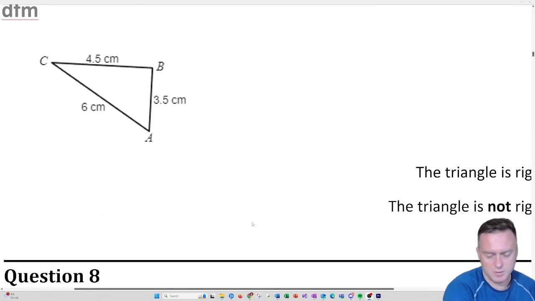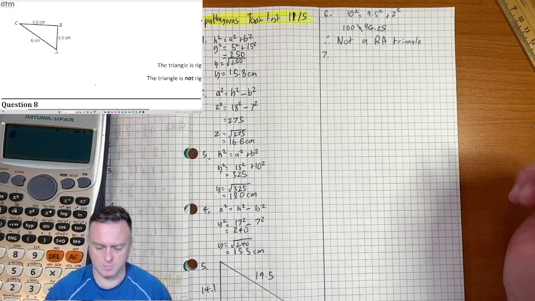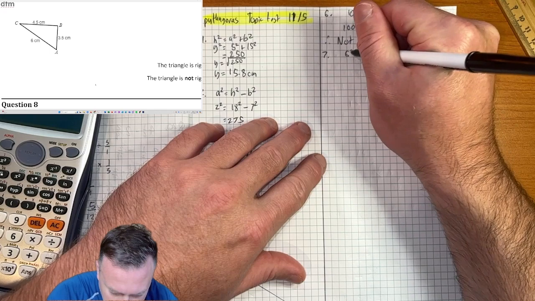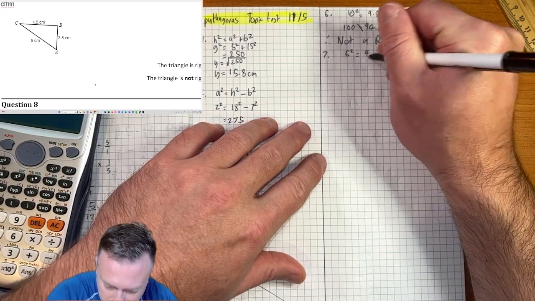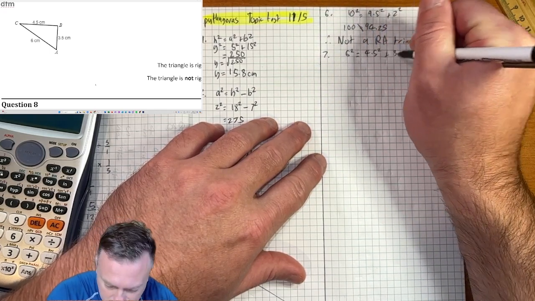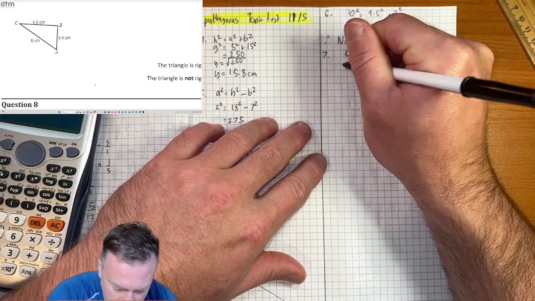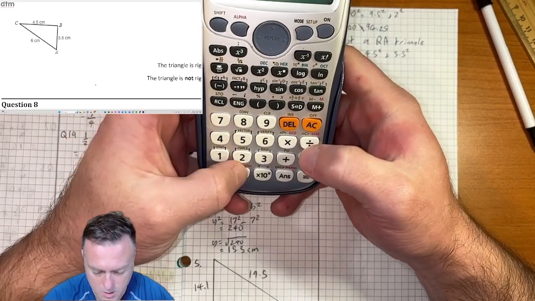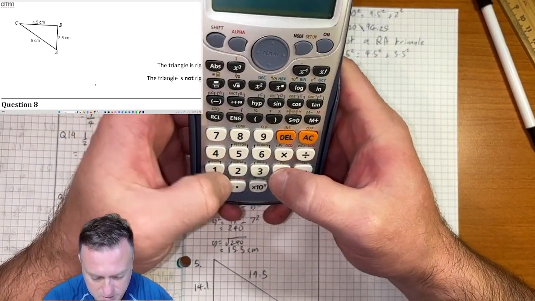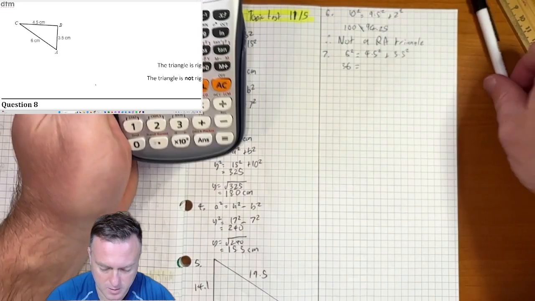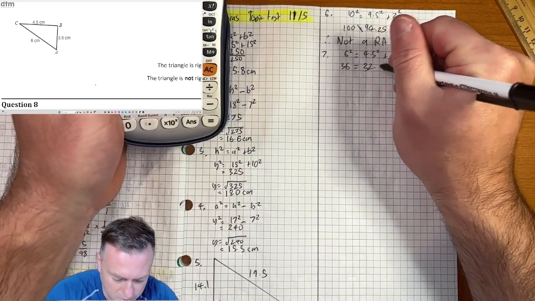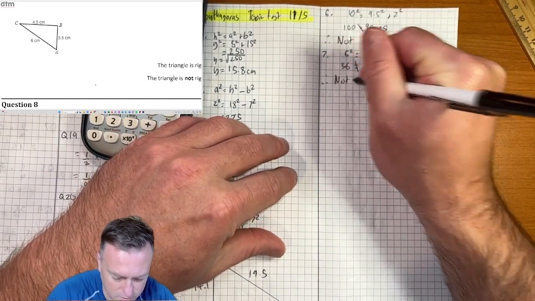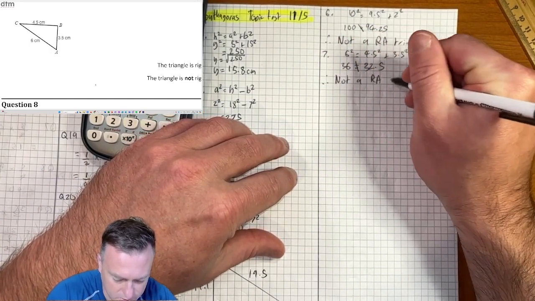So again, determining if this is a right angle triangle. The hypotenuse is going to be 6. So we're going to go 6 squared is equal to 4.5 squared plus 3.5 squared. So we've got 36 equals 4.5 squared plus 3.5 squared, which is 32.5. No. Therefore, it's not a right angle triangle.